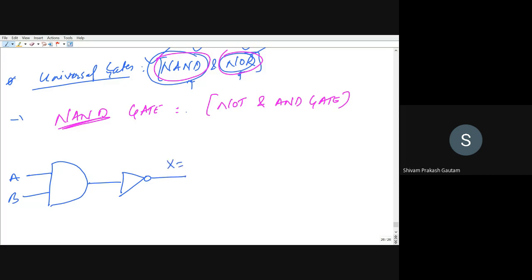So the output of the AND gate will be AB. This we have seen, and the output of the NOT gate is AB bar, right? AB bar means it is the complement of AB. In short, you can represent this symbol using these two gates. How? By using an AND gate and a bubble. This bubble shows the complement or NOT function. So this is AB, and this X will be AB bar. This is your NAND gate symbol, right?